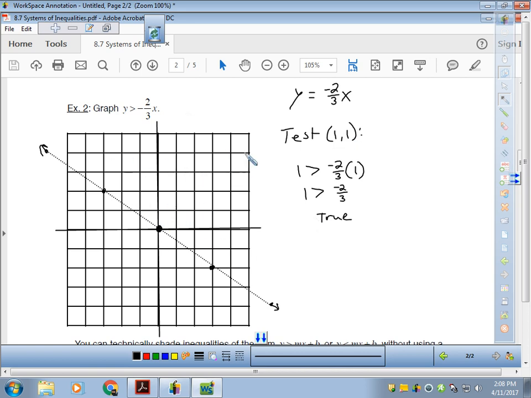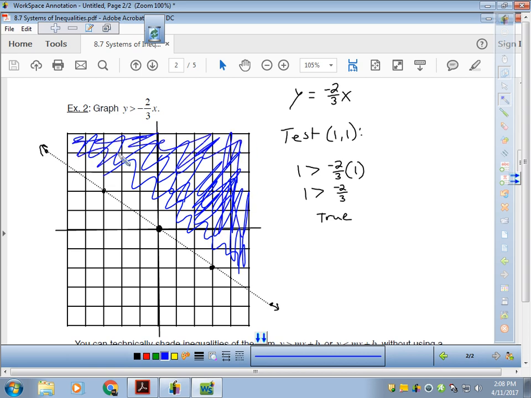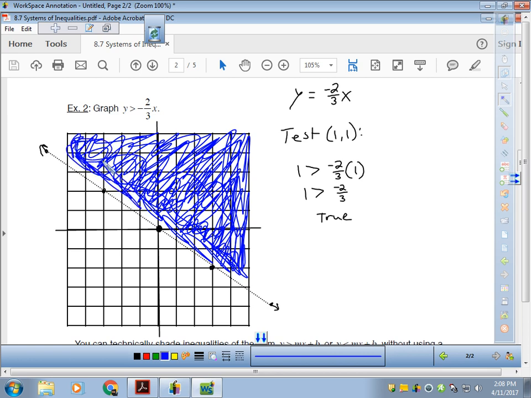So that means I'm going to shade this half plane up here. So I'm going to come in here and I'm going to shade all of this up here. It's going to take me just a second to shade. That's going to be all in here. Everywhere in this little half plane up here is a solution. Okay. So that's kind of how that works.